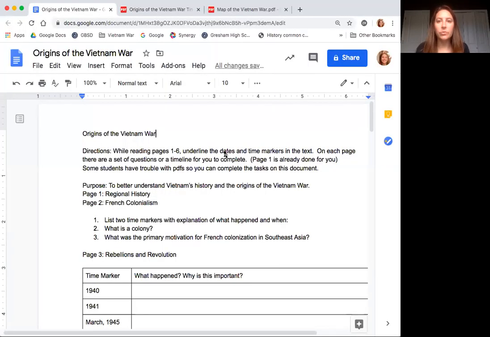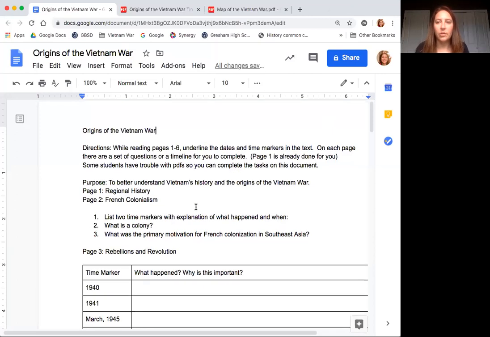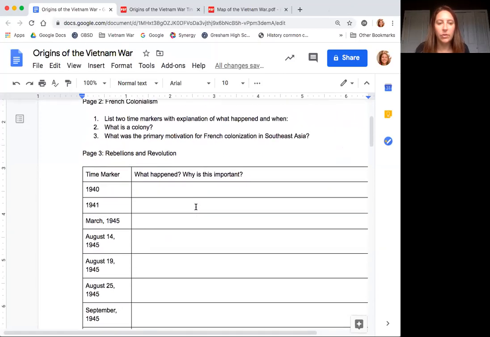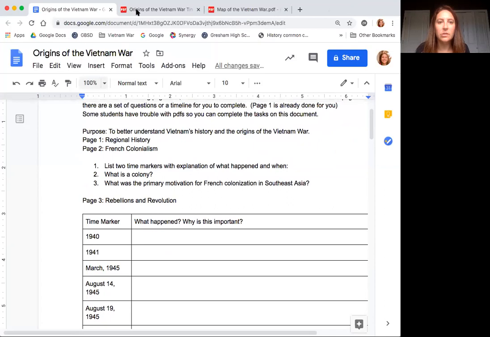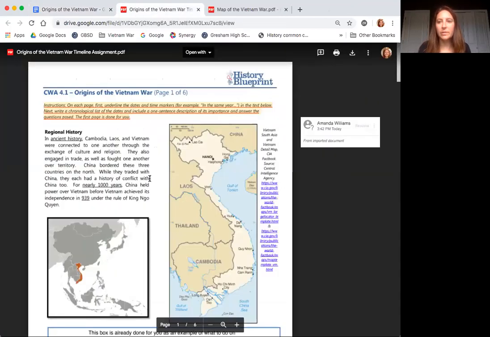So I know some students have problems with the PDF for whatever reason. So the ultimate assignment is to fill out this document. And so those of you that struggle with the PDF, you can fill it out here. And so you'll see that there's different pages. So the PDF has 6 total pages. So just make sure that you're following along with where it says up here, page 1.